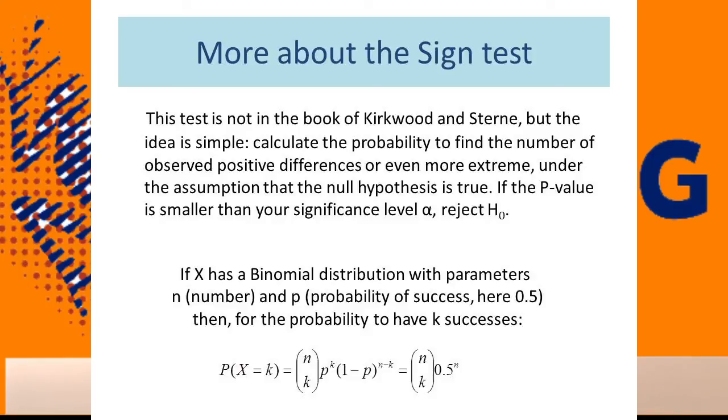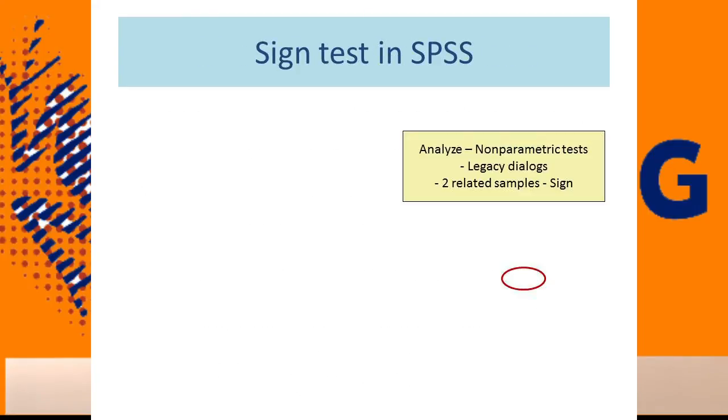Here you see the formula of the probabilities in a binomial distribution. For more information, see the video about probability theory. To perform a sign test in SPSS, choose in the menu Analyze, Non-parametric tests, Legacy dialogues, 2 related samples and check sign. Fill in the 2 related variables and check the OK button.